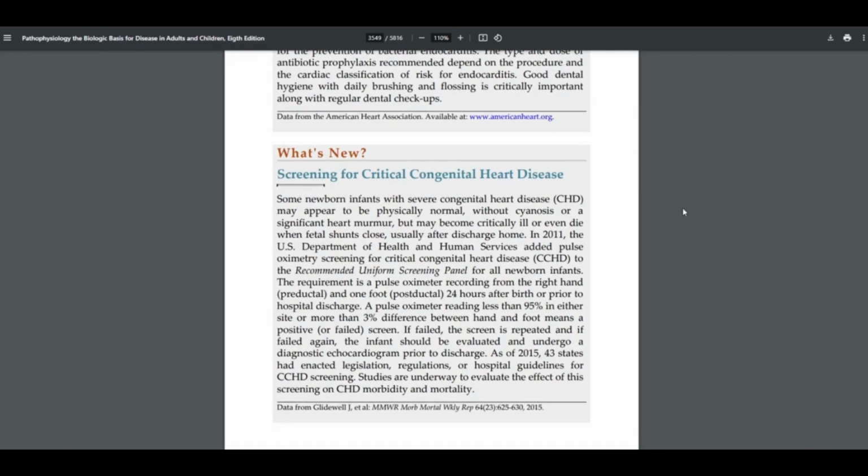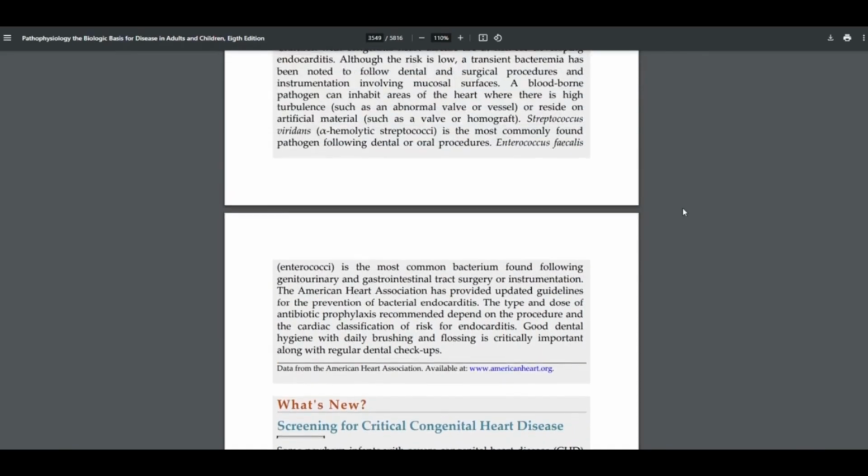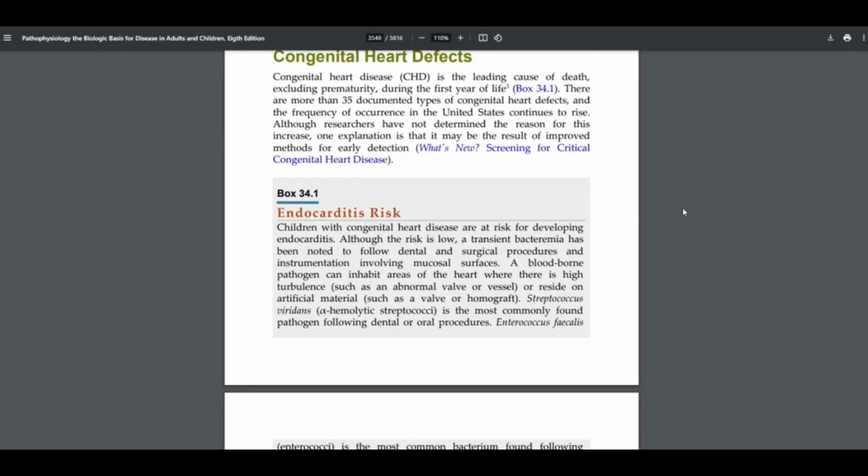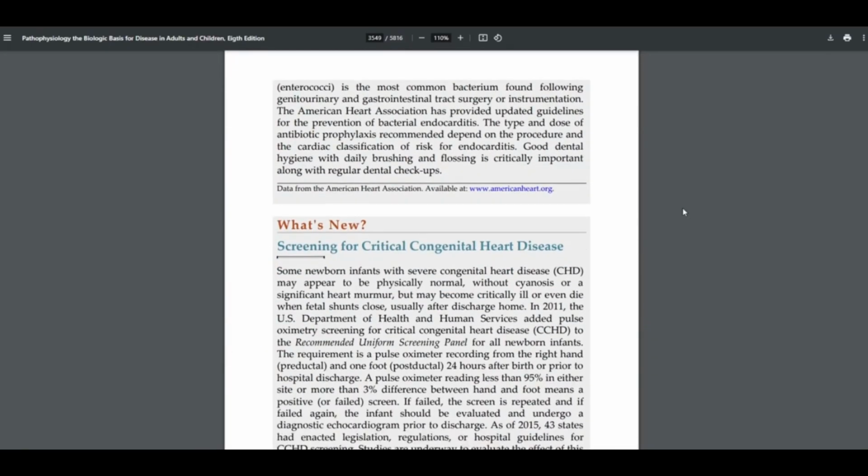So how does this, I don't think this was actually the part that I needed. I think this was, no, this box 34.1. There is more though. So what's new?